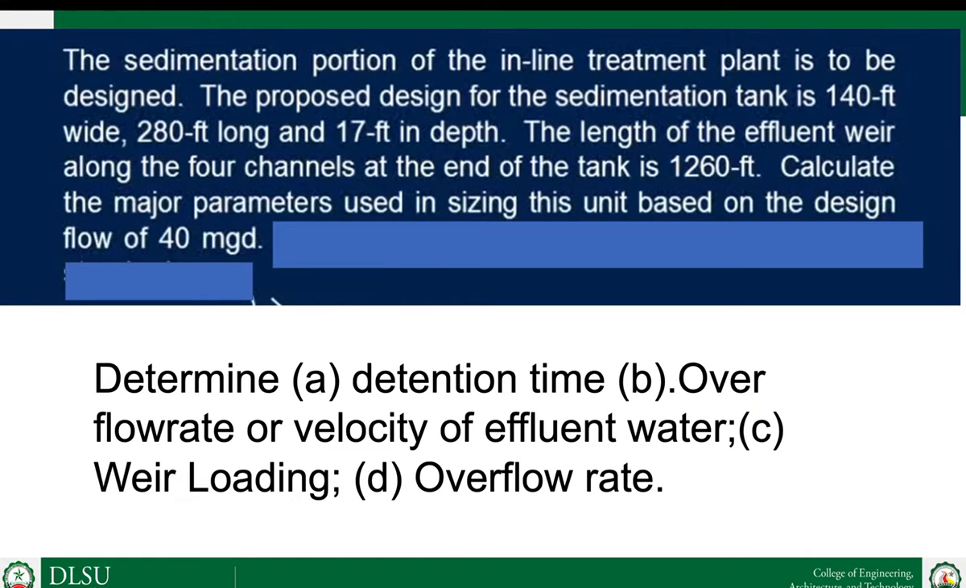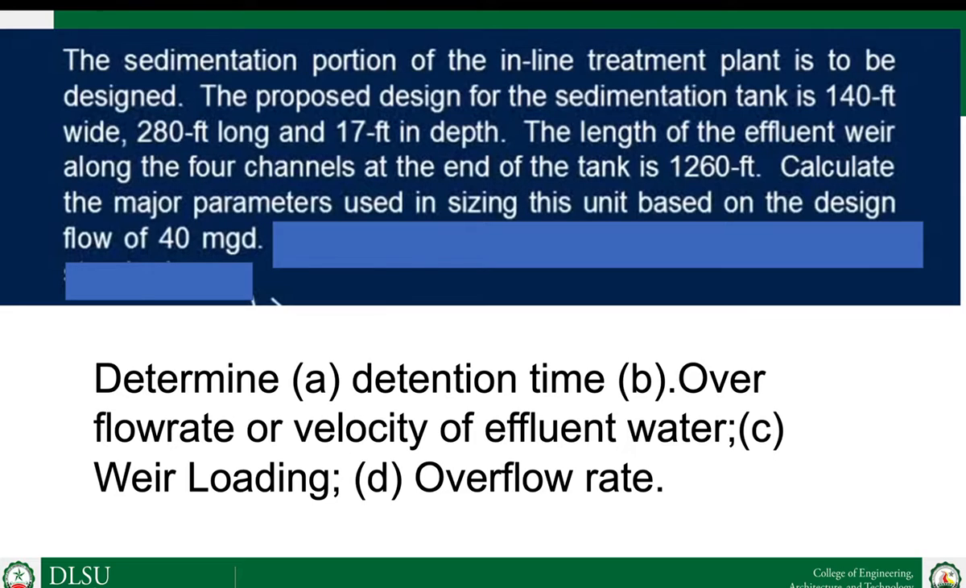So another problem with regard to sedimentation. The sedimentation portion of the inline treatment plant is to be designed. The proposed design for the sedimentation tank is 140 feet wide, 280 feet long, and 17 feet in depth. The length of the effluent weir along the 4 channels at the end of the tank is 1,260 feet. Calculate the major parameters used in sizing this unit based on the design flow of 40 million gallons per day.